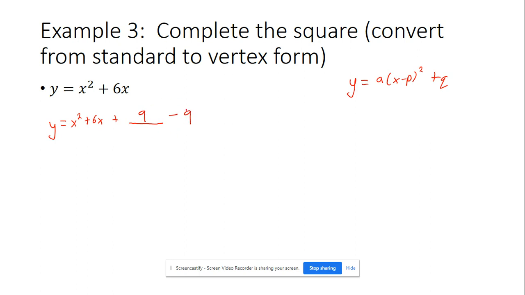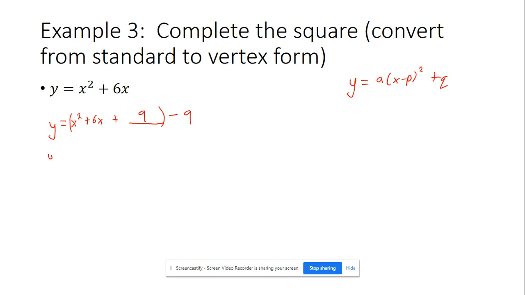Now 9 minus 9 is really just 0. If I'm adding 0, it's not really changing anything. You haven't changed it. And this guy is now a perfect square trinomial.